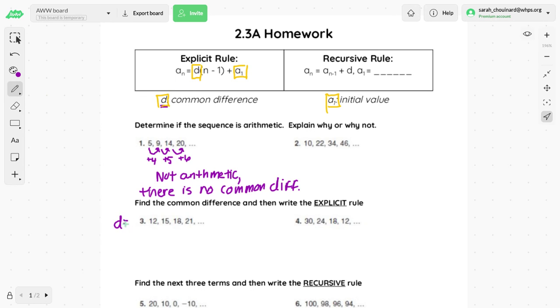So d, what we're adding each time, looks like it's 3. We're adding 3 to get to each term. And then the first term of the sequence, the initial term, is 12. So my explicit rule is going to be a sub n equals 3 times n minus 1 plus 12.